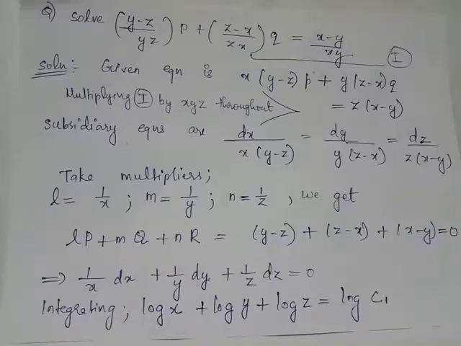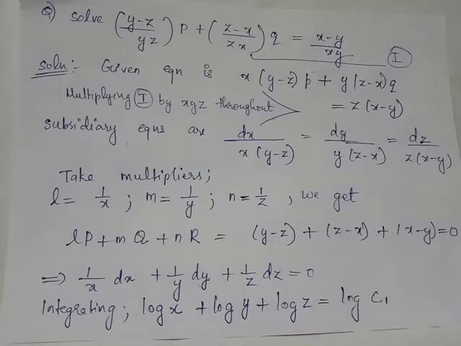(y minus z) into p upon yz plus (z minus x) into q upon zx equals (x minus y) upon xy. This equation is of the form Pp plus Qq equals R. To simplify the expression, we multiply the equation throughout by xyz, so that the given partial differential equation reduces to x into (y minus z) p plus y into (z minus x) q equals z into (x minus y), once we multiply LHS and RHS by xyz.